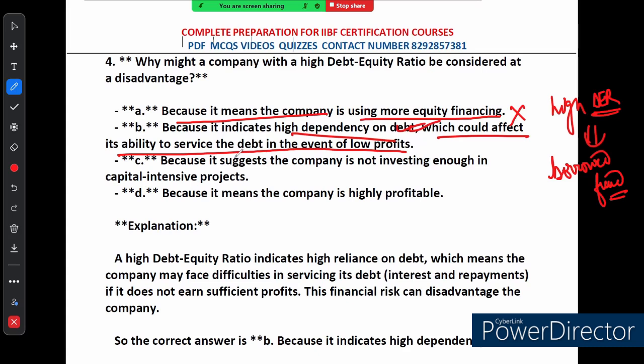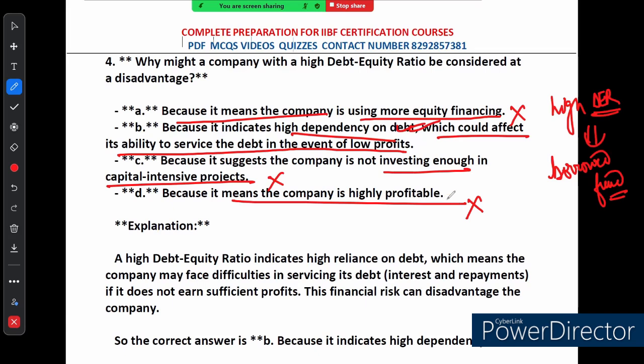Option C says because it suggests the company is not investing enough in capital intensive projects. While a high ratio could limit a company's ability to invest in projects, this is not the direct reason a high debt equity ratio is a disadvantage. So this is not the best answer. And option D says because it means the company is highly profitable. High DER does not directly indicate profitability. In fact, it could be a sign of financial strain if the company is unable to generate enough profit to service its debt. So option number B is the correct one.